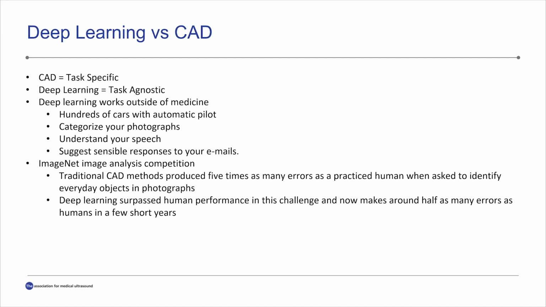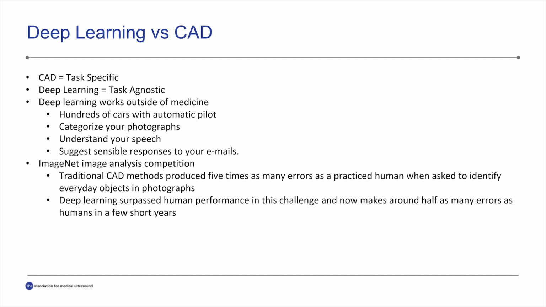When you program using deep learning, it's task agnostic. You can actually program any of these algorithms to do anything. The other thing is we know it works. If you look at applications outside of medicine, we're starting to see cars with automatic driving technology. We have your phone able to categorize your photos for you. Your phone can understand your speech. It can actually help you start to respond to your email. So we're seeing these deep learning algorithms learning our patterns and being applied outside of medicine. So the next logical step is, how do we apply it in medicine?